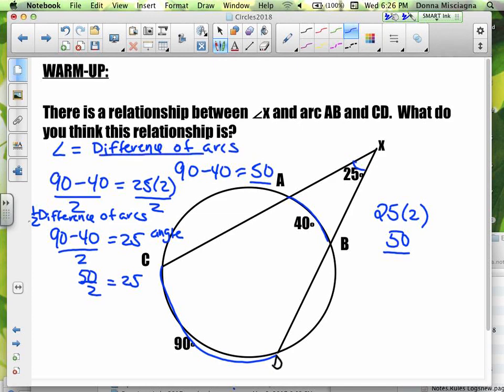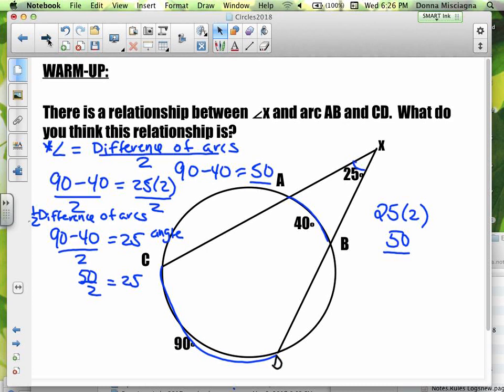So did you figure it out? Maybe you didn't figure out the whole formula, but did you notice that 90 minus 40 was 50 and 25 times 2 was 50? Or maybe you noticed that 90 minus 40 divided by 2 was 25? If you did, you figured out most of the formula.